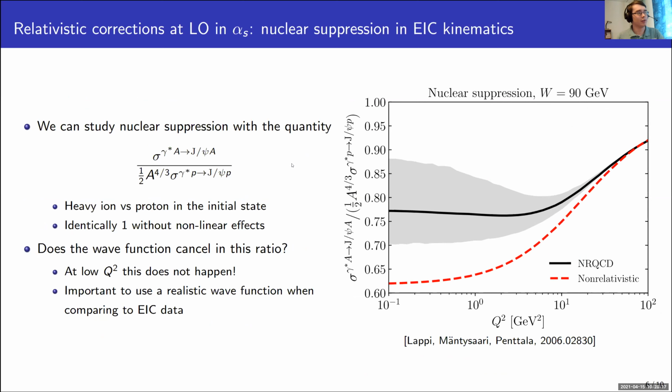And then we also consider this nuclear suppression. So what we plot here is this ratio of the cross sections. So we compare the results that we get with the case where in the initial state we have a heavy ion to the case where we have a proton. And this ratio is normalized in such a way that without any non-linear effects, it would be one. So any deviation from unity tells us about these nuclear suppression effects. And one might expect that in this ratio, the effects of the wave function cancel, but here we can see that this is not the case, as at small Q squared, the difference between the two wave functions is large. So again, at small Q squared, these relativistic effects are really important. And therefore it is important to use a realistic wave function when comparing eventually to the EIC data.